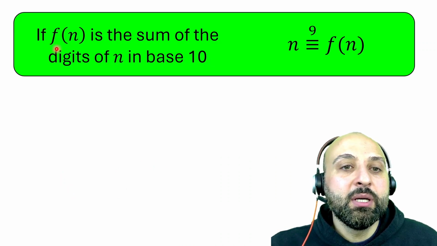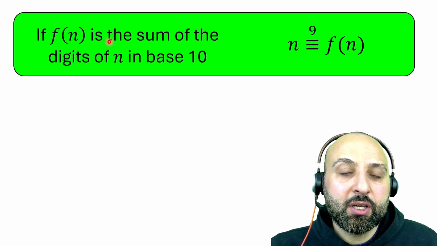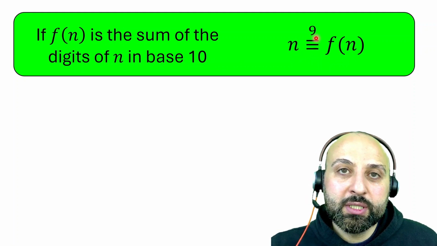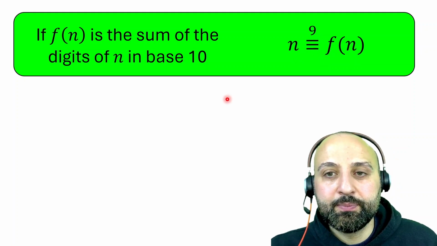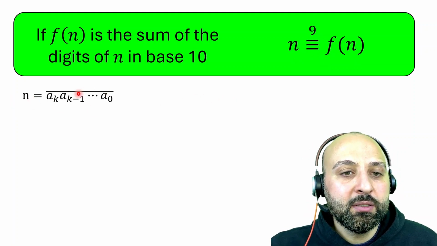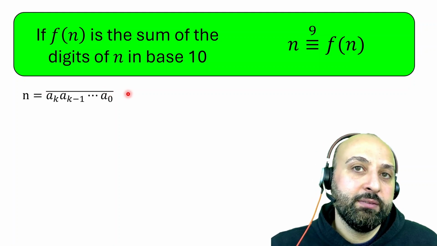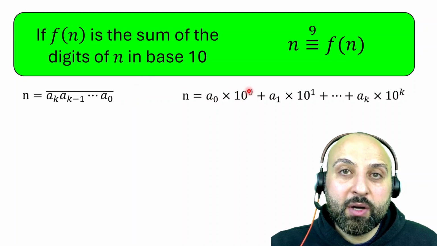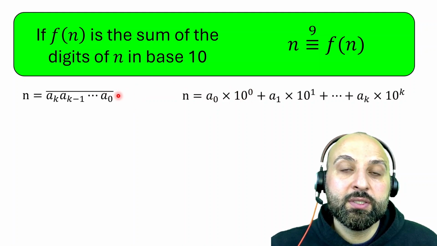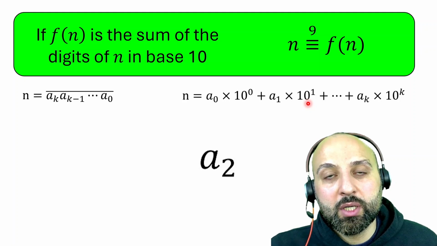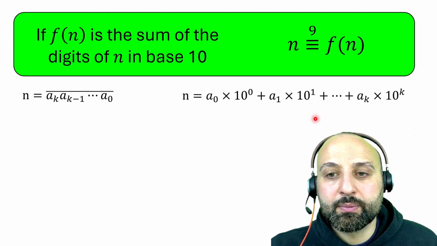Here I have a theorem. If fn is the sum of the digits of a number n in base 10, we know that n modulus 9 is equal to fn. Let's prove this first. So assume that n is a number and we write it in this format. If that is n, then we can say that n is equal to a0 times 10 power 0. This is the first digit. Second digit will be a1 times 10. Third digit will be a2 times 10 power 2, and so on.